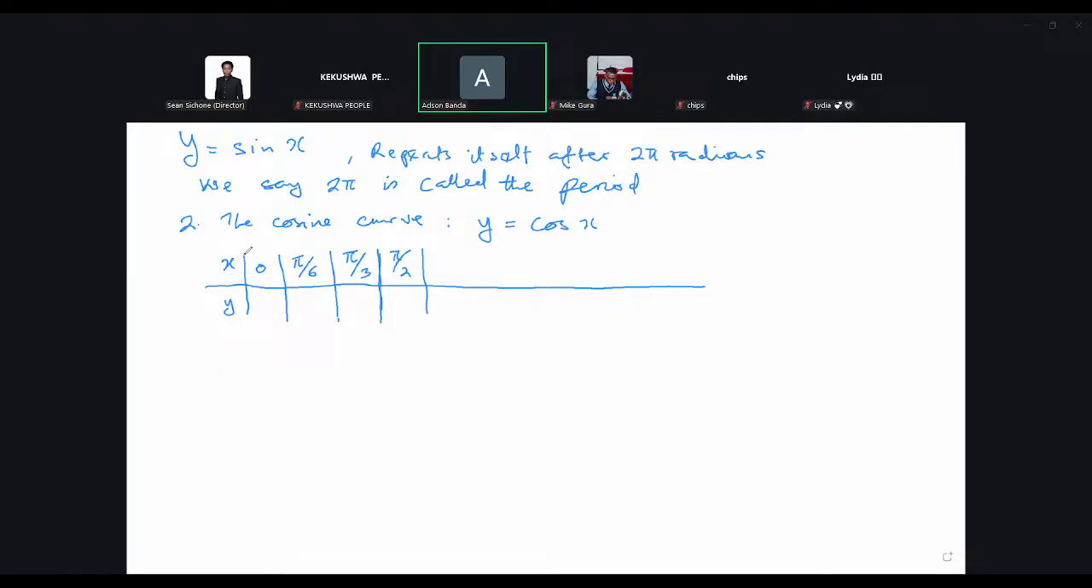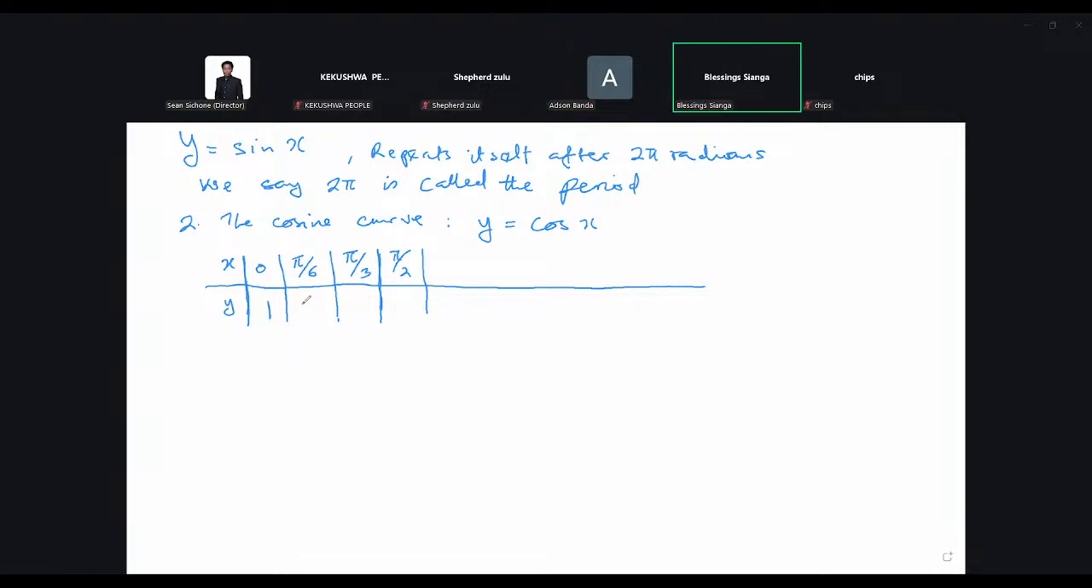So let's interact. Tell me what the cosine of 0 is. It's a standard ratio. What's the cosine of 0? One. Okay, so the cosine of 0 is 1. What about the cosine of pi by 6? Half. Not half. The cosine of 30 degrees. Square root of 3/2. Yeah, so that's square root of 3/2. And then we move to pi by 3, which is 60 degrees.